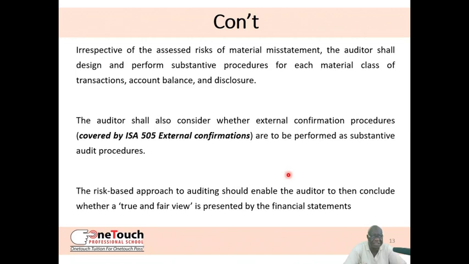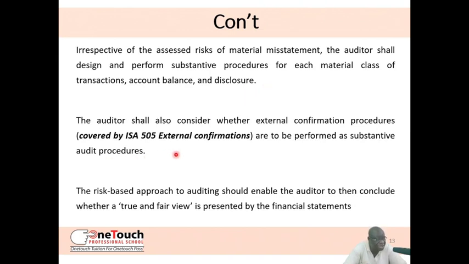Now, irrespective of the assessed risk of material misstatement, the auditor shall design and perform substantive procedures for each material class of transaction, account balance, and disclosures. What they are saying here is that after you have known the risks, whether you are going to do risk-based, system-based, or whatever, you still perform substantive procedures. Substantive procedures are nothing but detailed testing of transactions, balances, and disclosures.